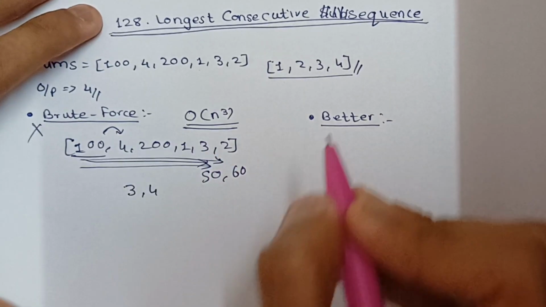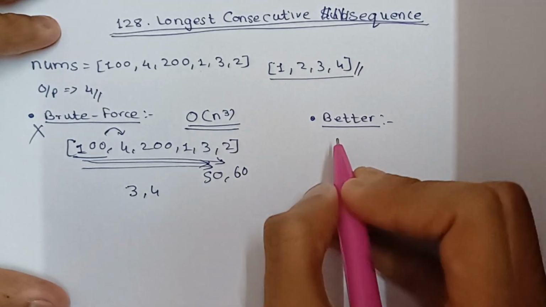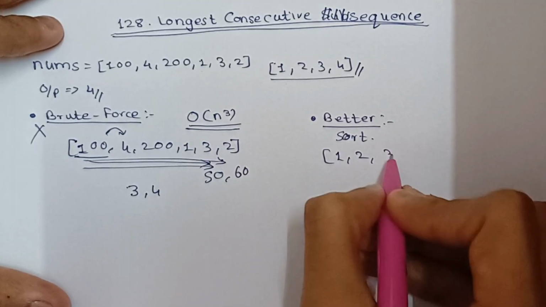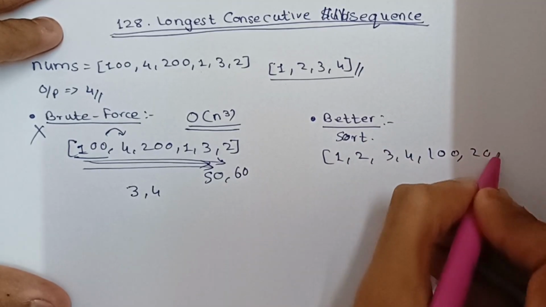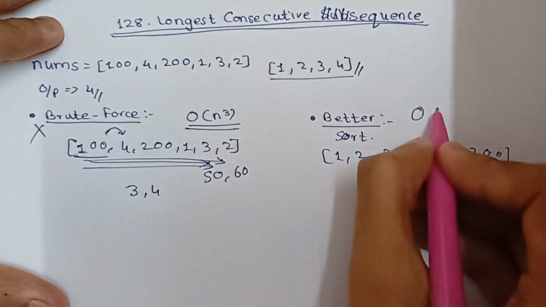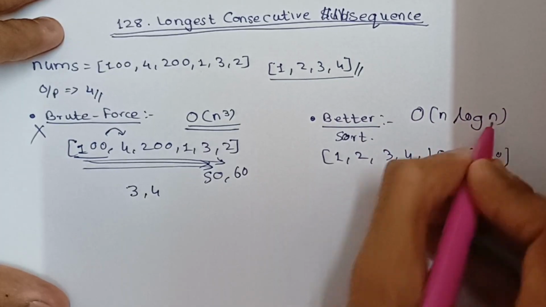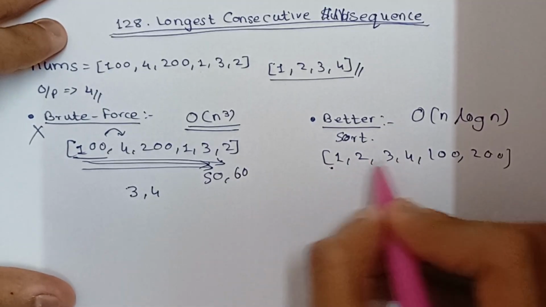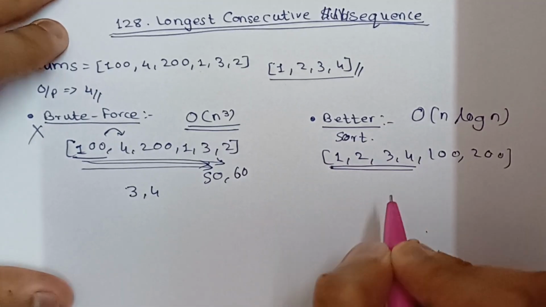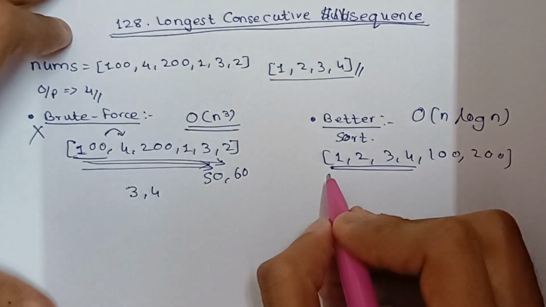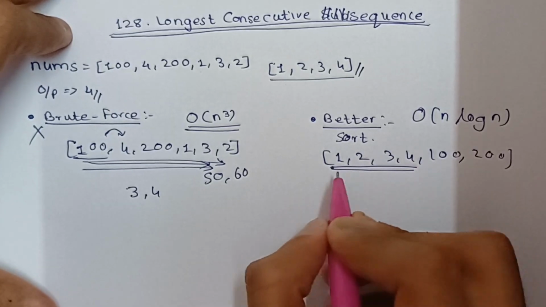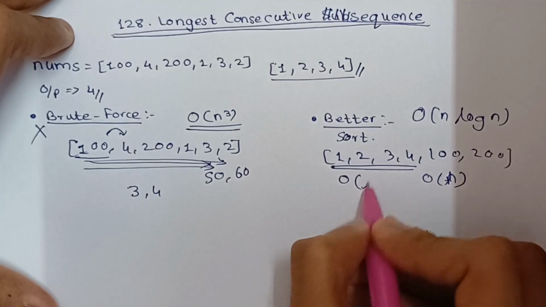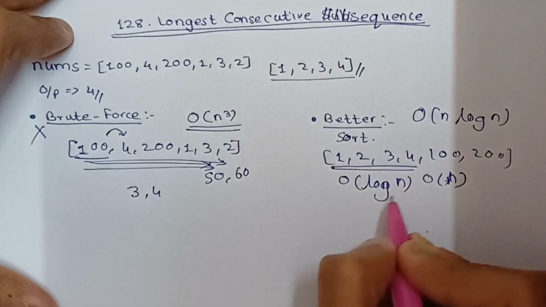Now we will move to the better approach. In the better approach we simply use the sort function. After sorting we get 1, 2, 3, 4, then 100 and 200. Sorting gives O(n log n) time complexity. Now we check whether the difference between adjacent elements is equal to 1, which forms the consecutive sequence. For this we use a for loop, which is O(n). So the total time complexity is O(n log n), but this will also not be accepted.